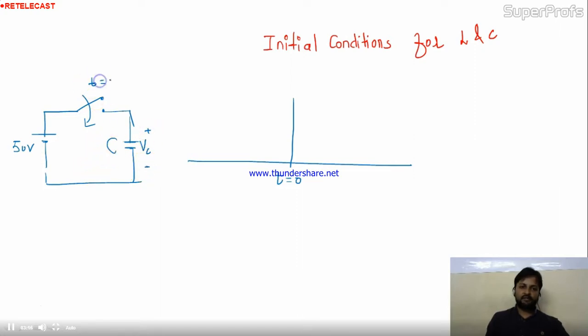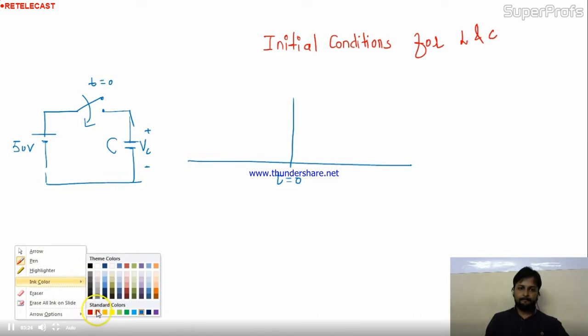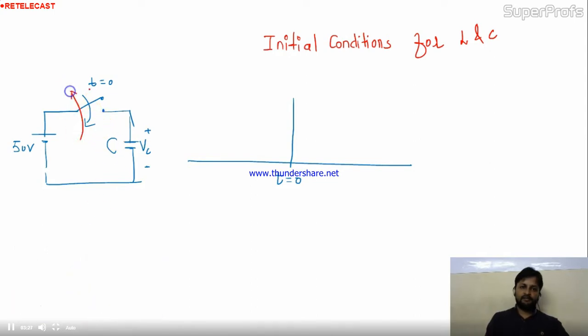Now at t equal to 0 we are closing it, or we can open it. It depends on the requirement. Either we can close it or we can open it, but at t equal to 0 we are doing it. Means at t equal to 0 we are changing the conditions across the capacitor. Before t equal to 0, where is the time? Here is the time before t equal to 0. After t equal to 0, the time is like this. So the change is occurring at t equal to 0.